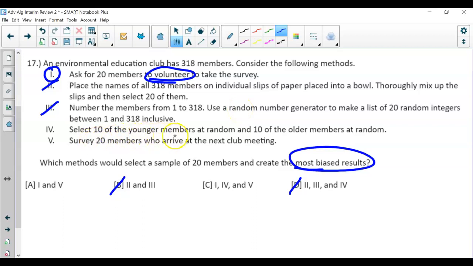We're going to select 10 of younger members and 10 of older members, or survey 20 members who arrive at the next club meeting. So this is convenience, who arrives at the next meeting. So here 5, but again, you have 10 younger, you have 10 older. But what about everybody else in between, right? So that's why the answer here is going to be C.